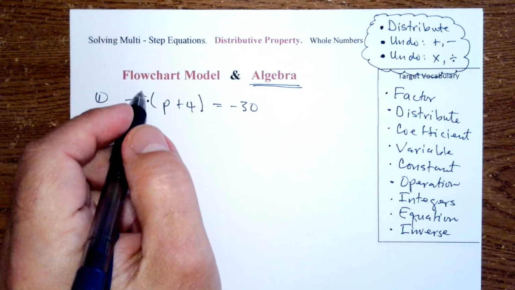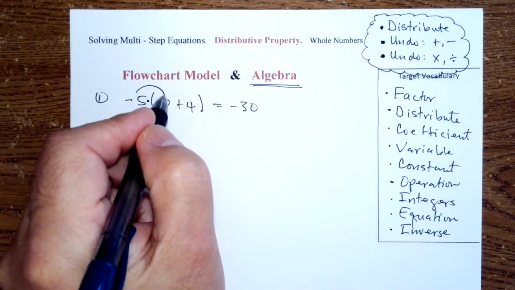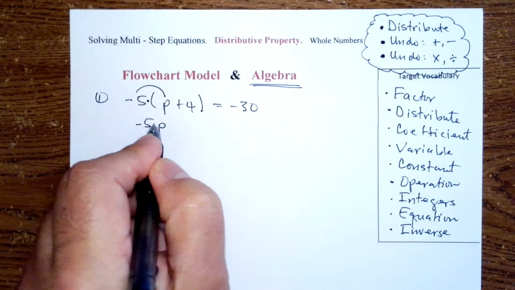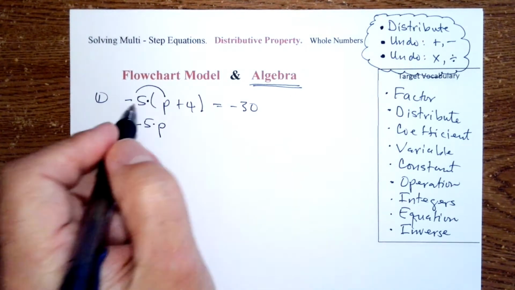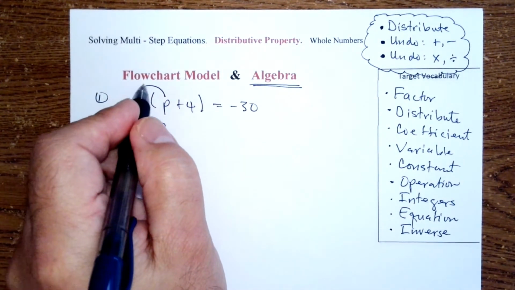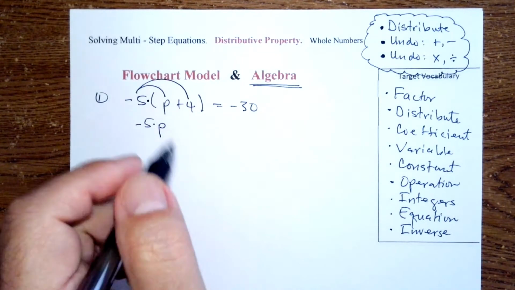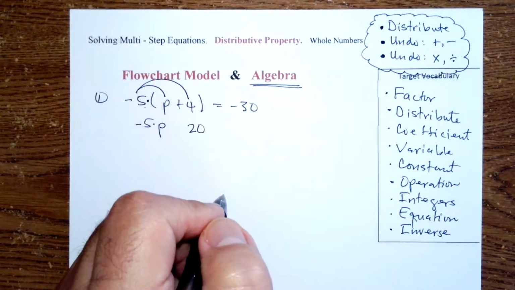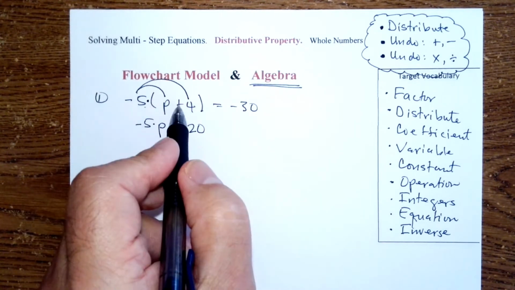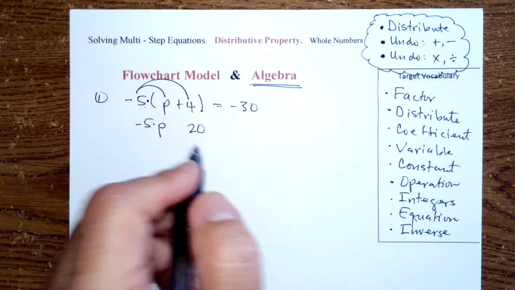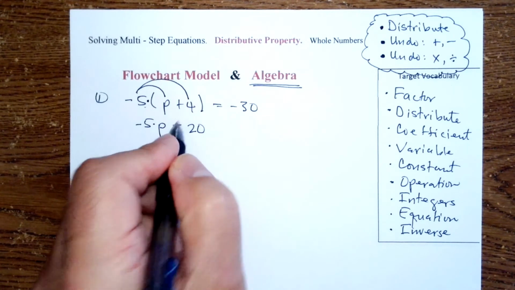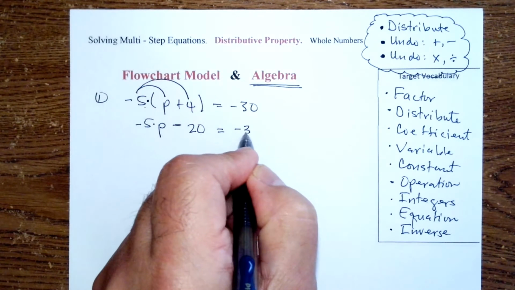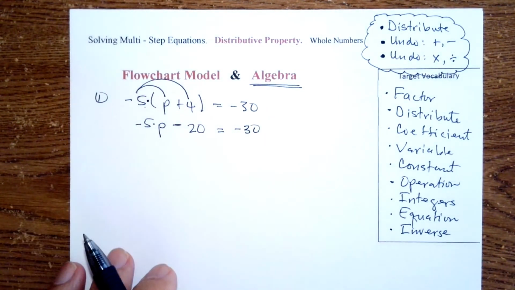Here we go. I'm going to take negative 5 times p, negative 5p. Next, negative 5 times a positive 4. We know that 5 times 4 is 20. But be careful. What's a negative 5 times a positive 4? Negative 20. Correct. Bring down my equal sign. And I still have my negative 30 on the right hand side.